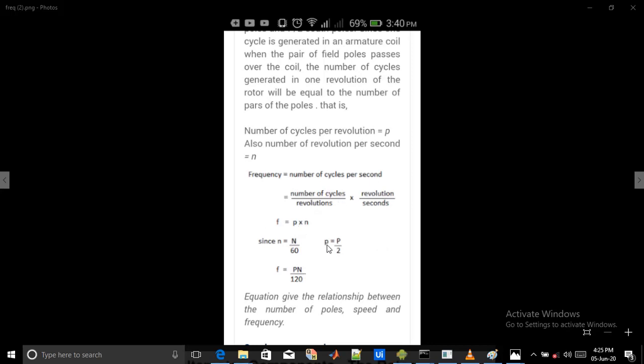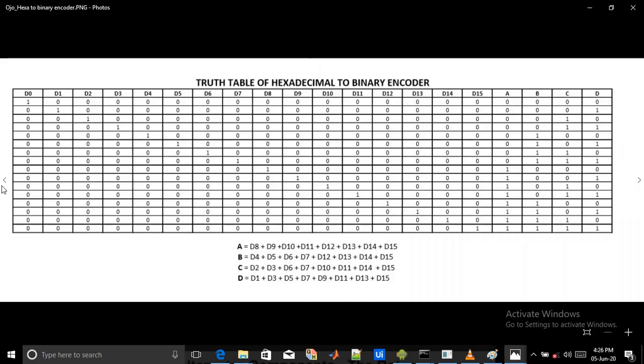So now the difference between P and capital P is that poles are in pairs, right? Poles, they are in pairs. So for us to get the accurate measurement, we have to consider just a pole. So to consider just a pole, you have to divide the pairs of poles by 2 to get a single effect of each pole. So now if you multiply these two, we have Pn over 120, which is the same formula we have in the note, right? Okay, sorry.